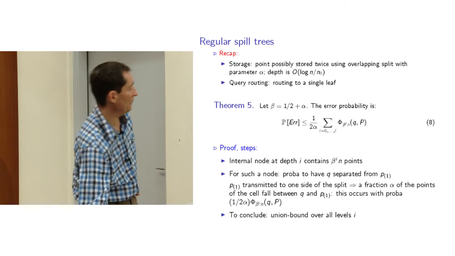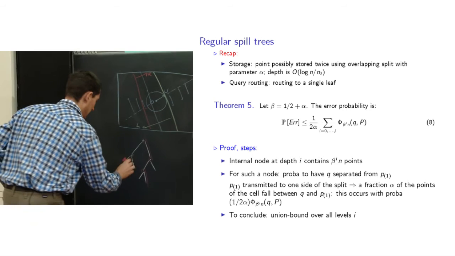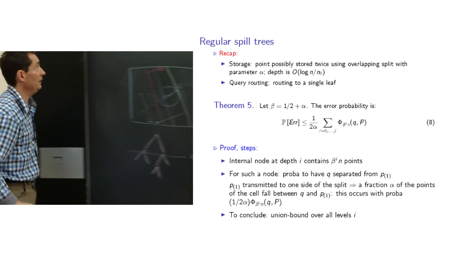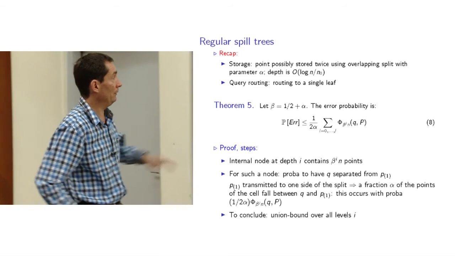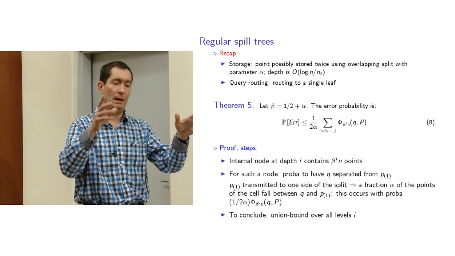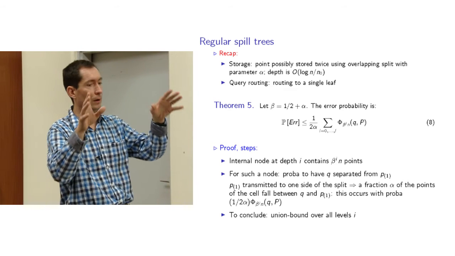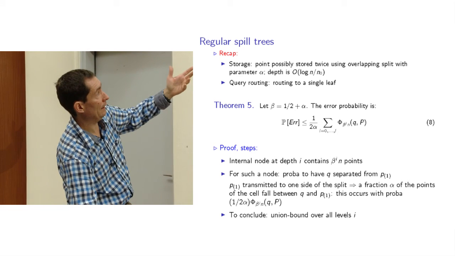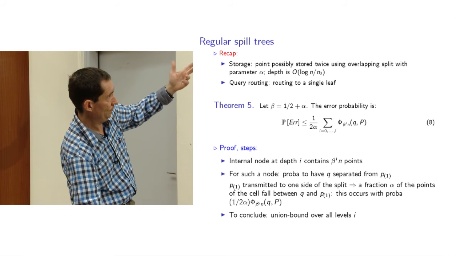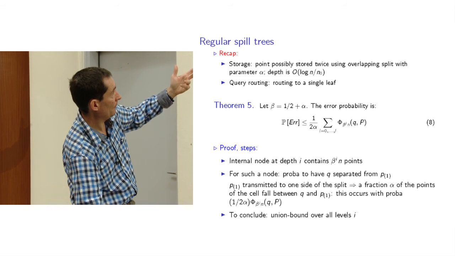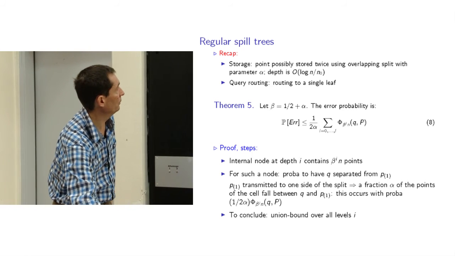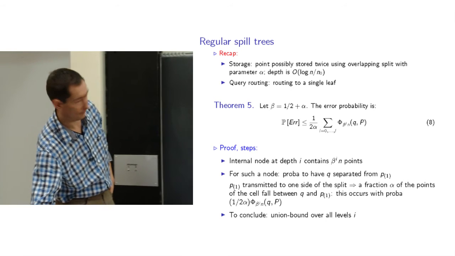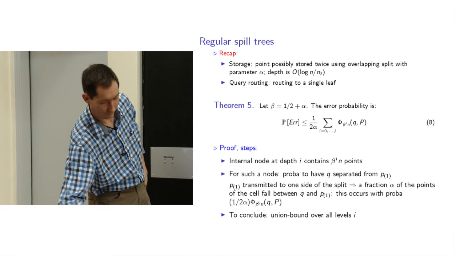Now, if you care for a particular level of the tree, namely at depth i, what is the probability to have a failure at depth i? Well, it's the probability, again, to have Q and P1, the nearest neighbor, routed on different subtrees. At depth i, we have in our node exactly beta^i n points. And so the quantity we are adding up over all levels of the tree is exactly this one.